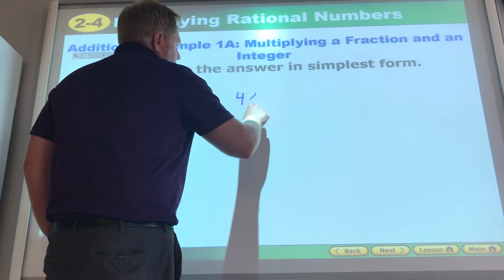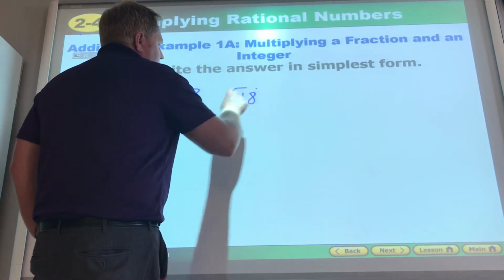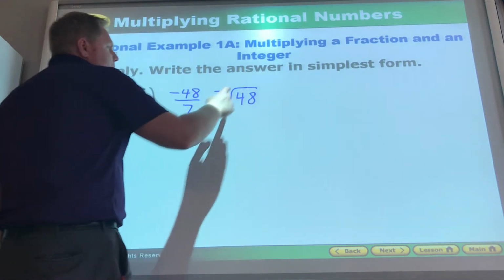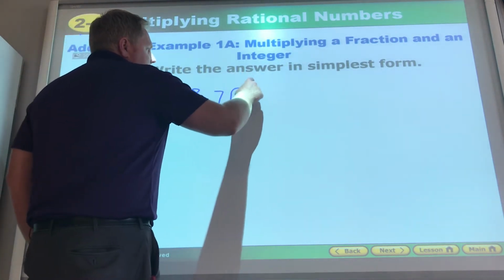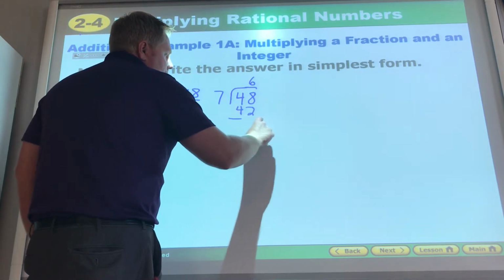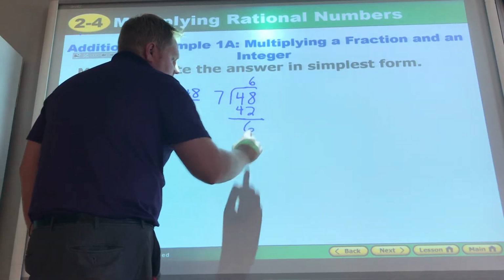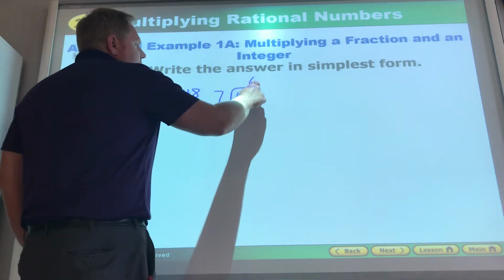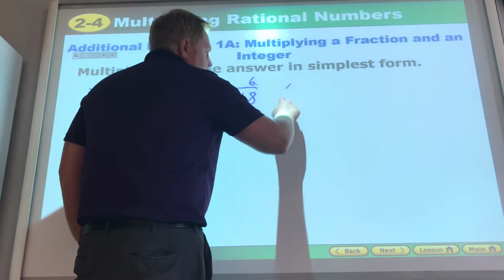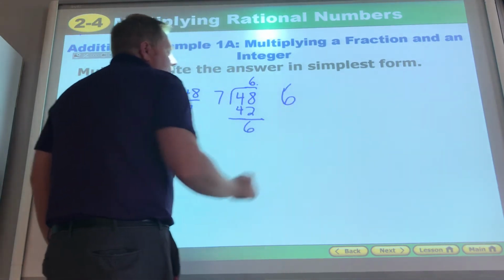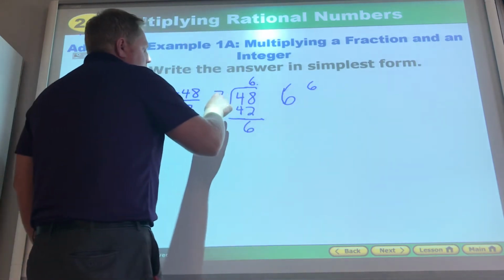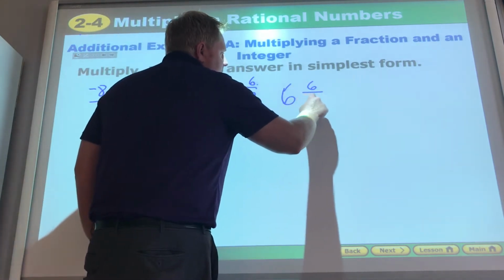48, we're going to do the division, divided by 7. It'll go in there 6 times. 42. Subtract, and we get 6. We got to the decimal, so we stop. The number on top, that is our whole number. The number down here, that's our numerator. And the number we divide by, that's our denominator.